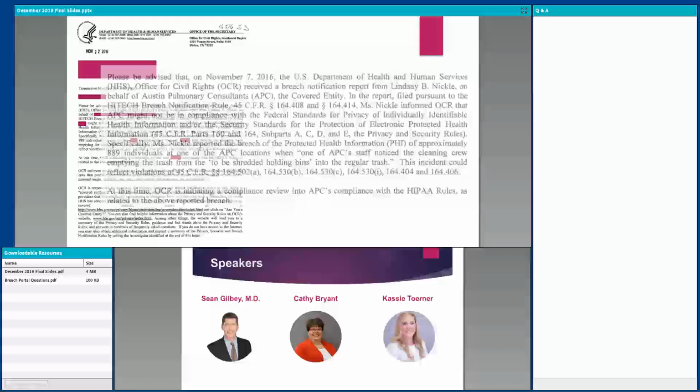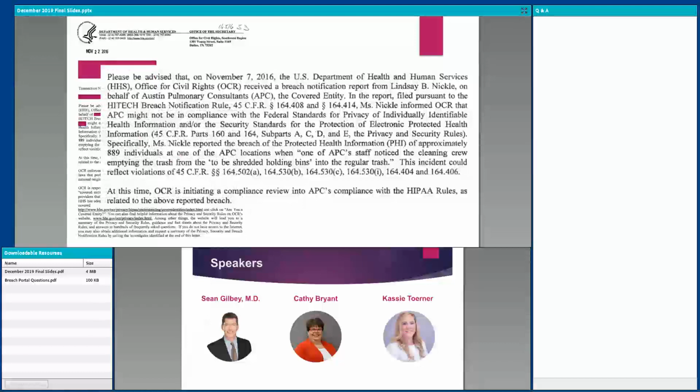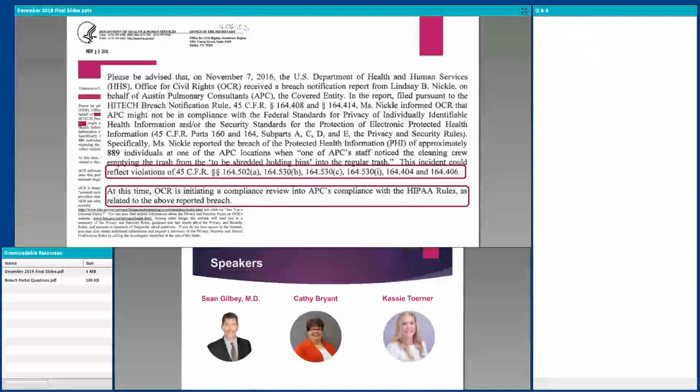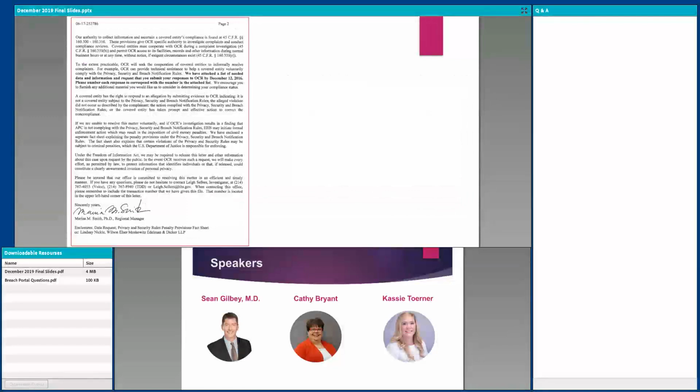So here is one of the letters that Dr. Gilby received, and we just wanted to highlight a couple of portions on this letter that was sent to him, highlighting what they were looking for, they being the OCR. They were basically saying that there were 6 violations that would be under investigation for this particular breach, and that they were going to look for his compliance with the HIPAA rules as it related to the above reported breach, which he already shared with us. We will mention that his breach was on the smaller side, and even though it was smaller, they still cited 6 violations that they were going to look into.